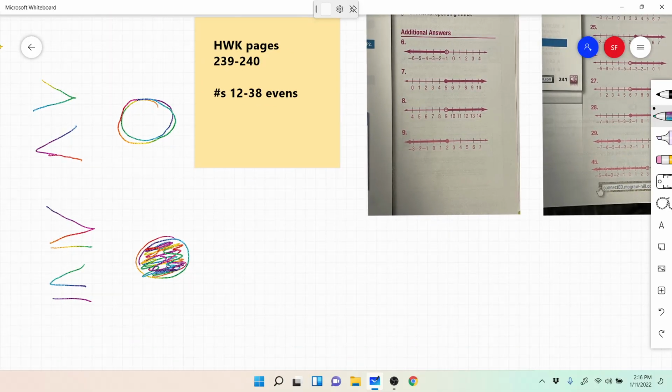Oh, number... what are we doing? 12. M is less than or equal to 3,600. Number 14 is A is greater than or equal to 45. Wait, that's 12. Yep. Number 16 is T is greater than or equal to 200. Uh-oh. Number 18 is false. Number 20 is true. Number 22 is true.